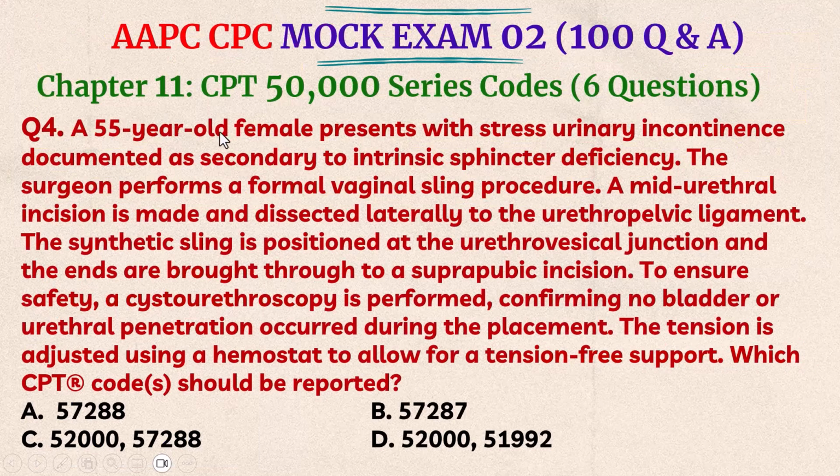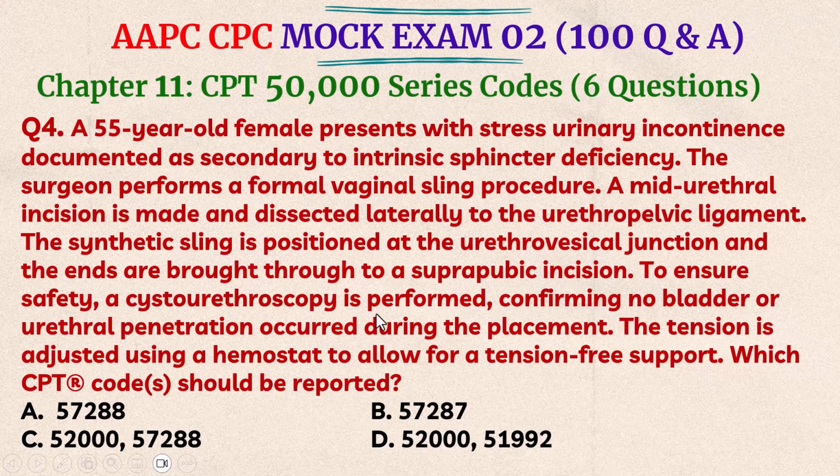Question number 4. A 55-year-old female presents with stress urinary incontinence documented as secondary to intrinsic sphincter deficiency. The surgeon performs a formal vaginal sling procedure. A mid-urethral incision is made and dissected laterally to the uretero-pelvic ligament. The synthetic sling is positioned at the urethrovesical junction and the ends are brought through a suprapubic incision. To ensure safety, a cystourethroscopy is performed, confirming no bladder or urethral penetration occurred during the placement. The tension is adjusted using the hemostat to allow for a tension-free support. Which CPT code should be reported?